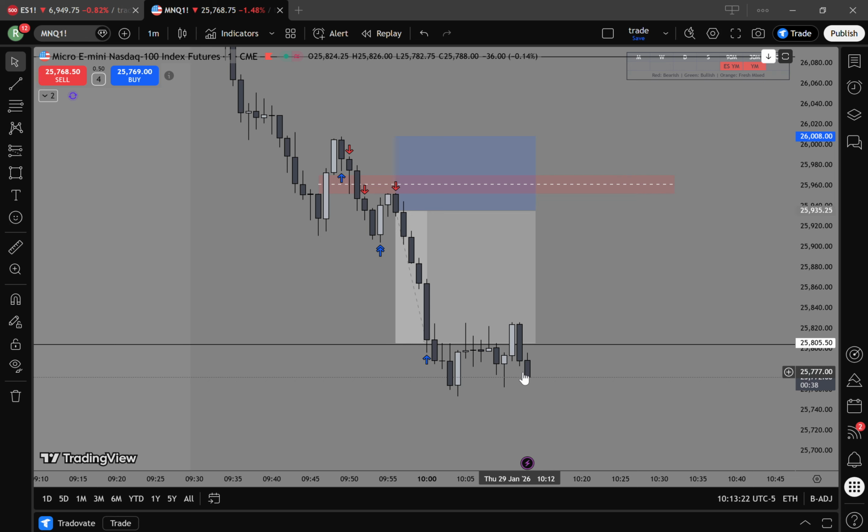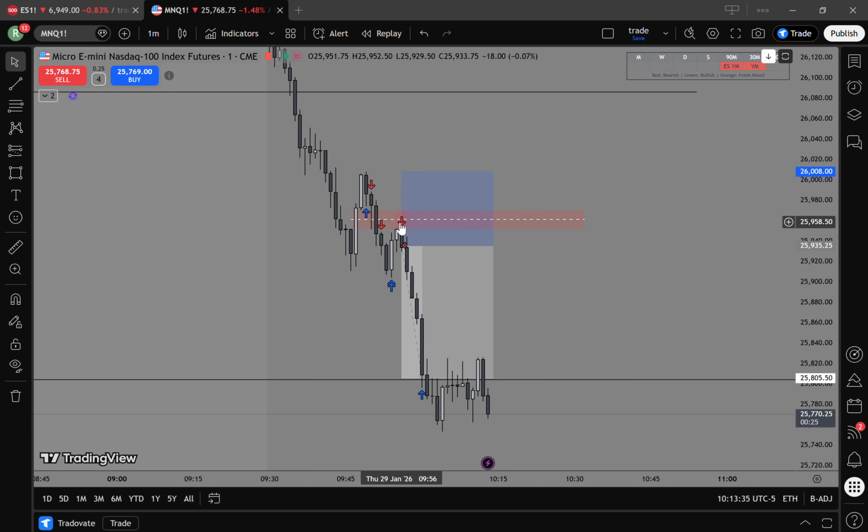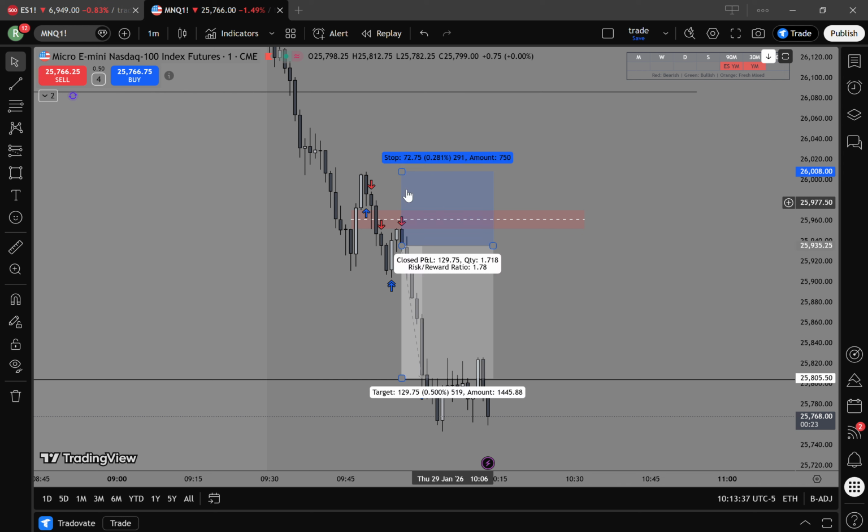Drawn liquidity, check. Entry model, check. Being a boss, check. That's it. That's what it takes. That's all it takes. Have confidence in your model. Take a loss if you have to take a loss, and be confident that it's going to work.